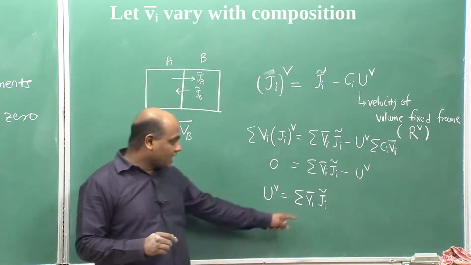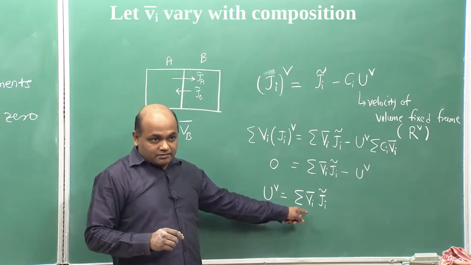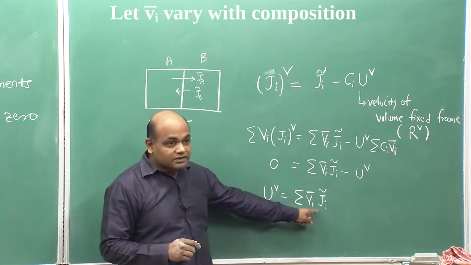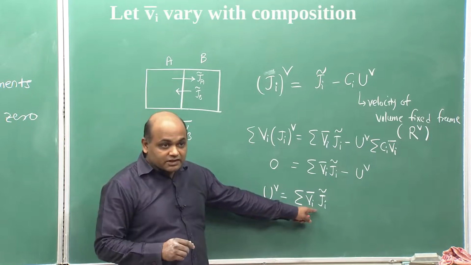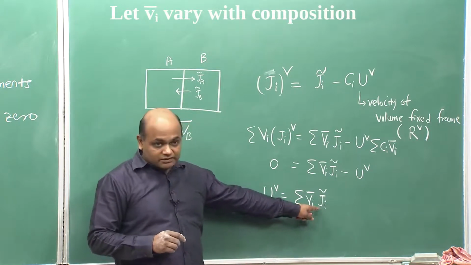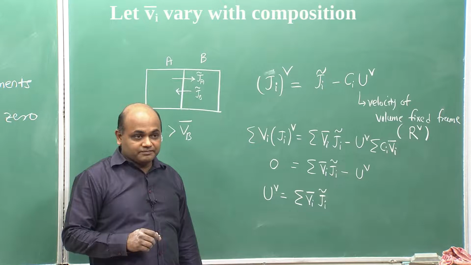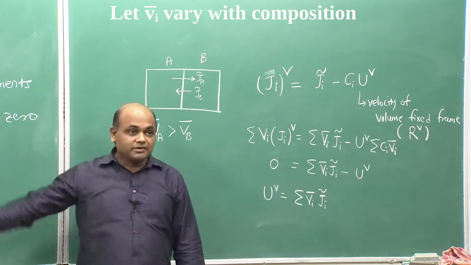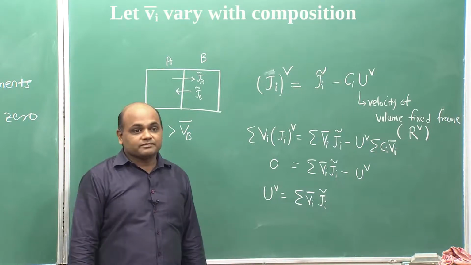So, you will notice that sigma V I bar J I tilde is not 0, where J I tilde is the diffusion flux with respect to stationary frame of reference. Okay, but if we use volume fixed frame, we have this constraint.